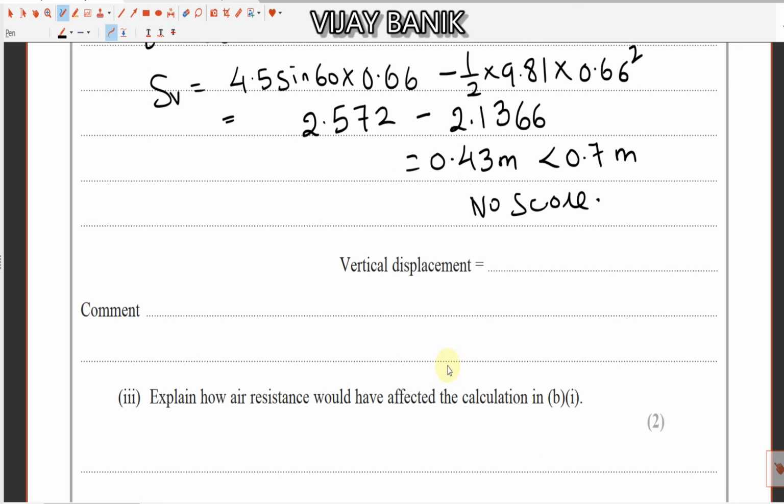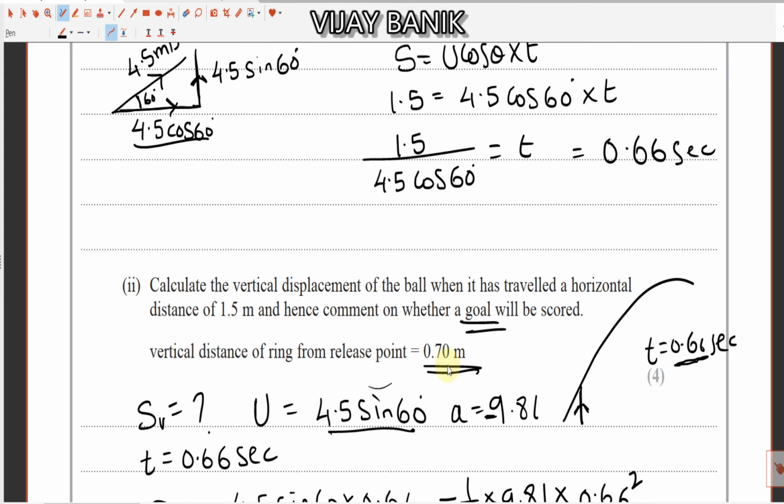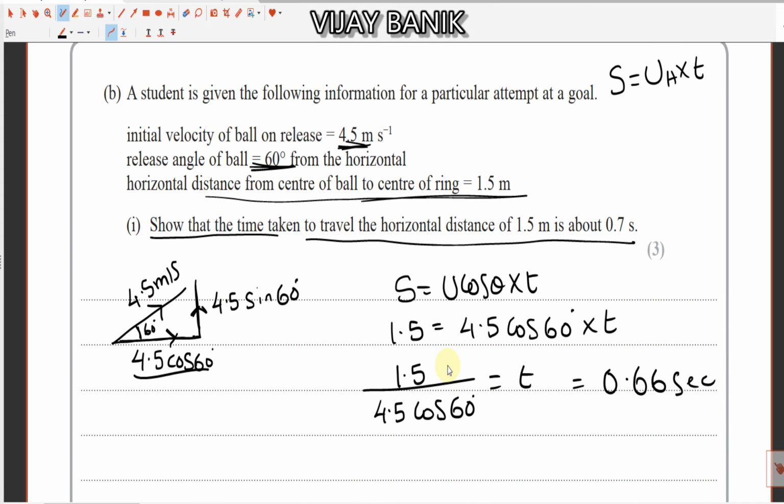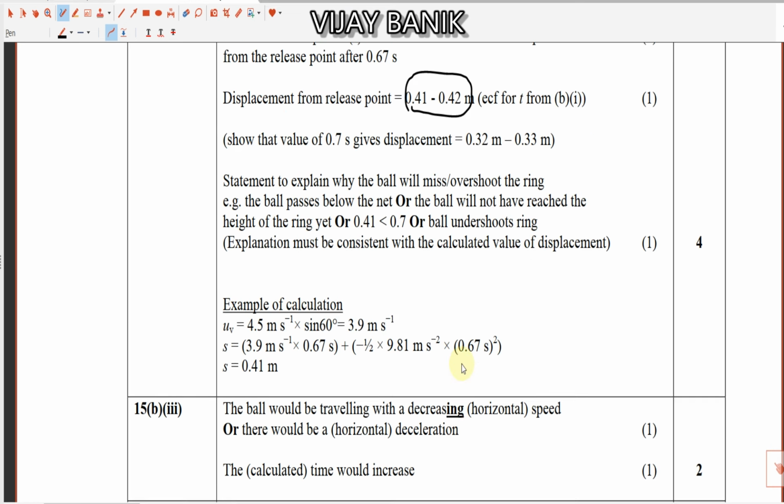Explain how air resistance would have affected the calculation in B1. If there was air resistance, the time of travel would have been much less than what we got here, and I think there is going to be a deceleration in the horizontal direction, because here we assume no air resistance, so even the horizontal path it has traveled is going to be less. So what they said, the calculated time would increase.